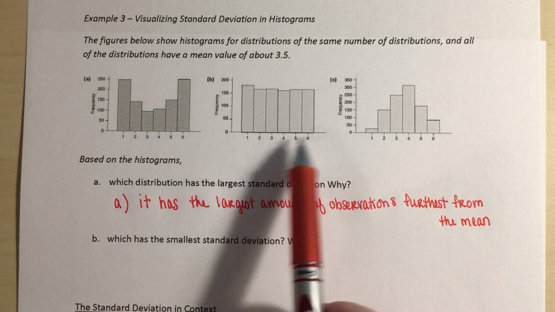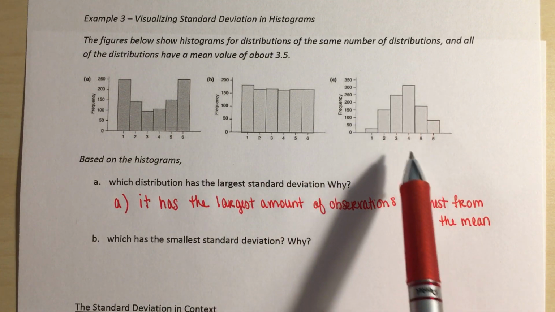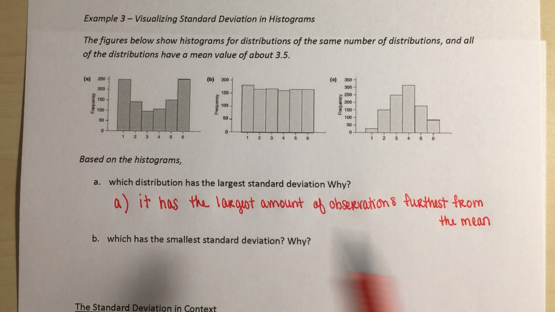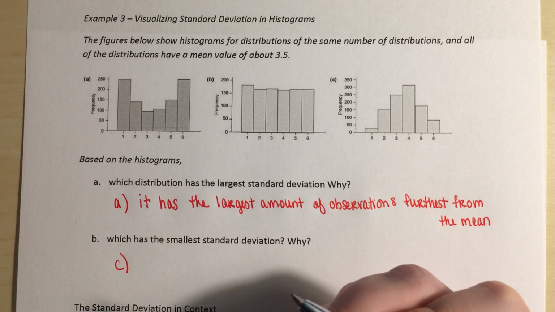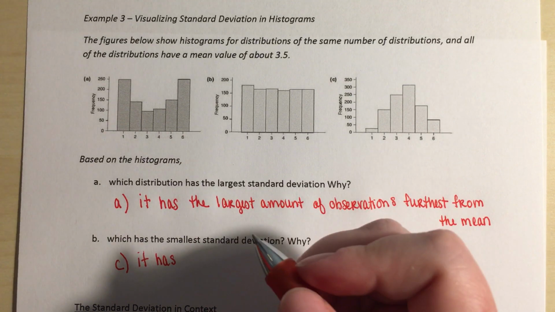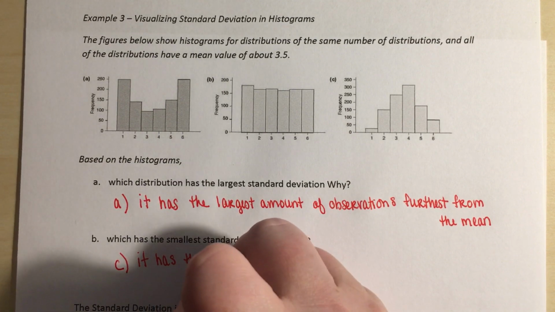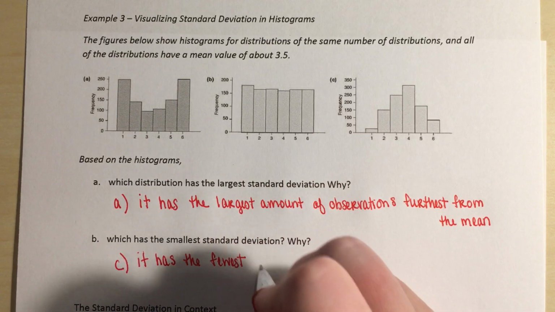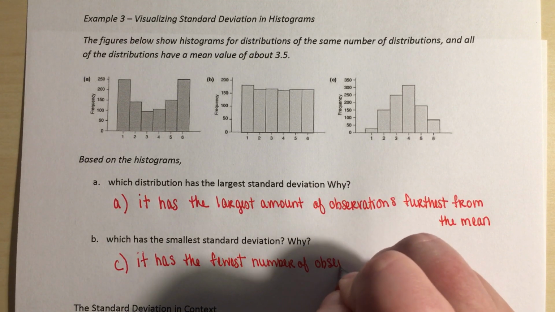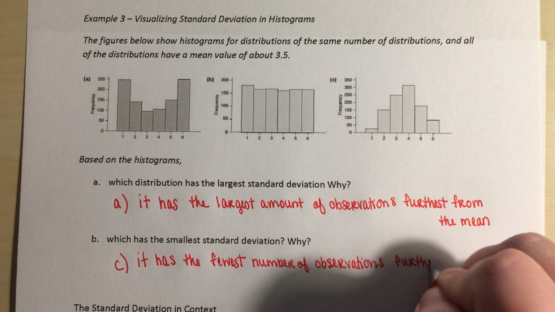Here we have a uniform symmetric distribution, so it's kind of evenly spread out. If we look at this one, notice that our highest points are near our mean. So our largest frequencies are near our mean. Our lowest frequencies are far away from our mean. So in this case, right, the histogram that goes with image C, we're going to say it has the smallest standard deviation because it has the fewest number of observations furthest from the mean.